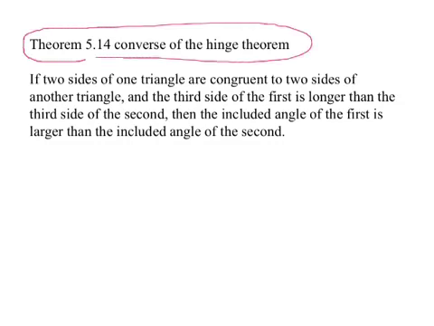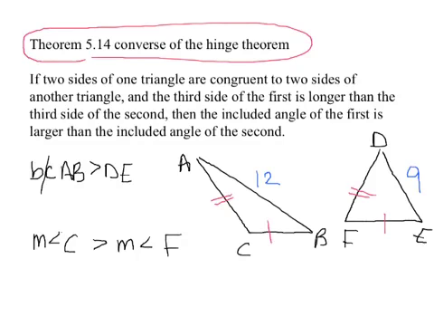Theorem 5.14, the converse of the Hinge theorem. If two sides of one triangle are congruent to two sides of another triangle, and the third side of the first is longer than the third side of the second, then the included angle of the first is larger than the included angle of the second. Let me push pause and draw another picture for you. Okay, here I have triangle ABC and triangle DEF. We see that this side is congruent to this side, this side is congruent to this side, and this side is bigger than this side. So if AB is bigger than DE, then you know the measure of angle C is bigger than the measure of angle F.